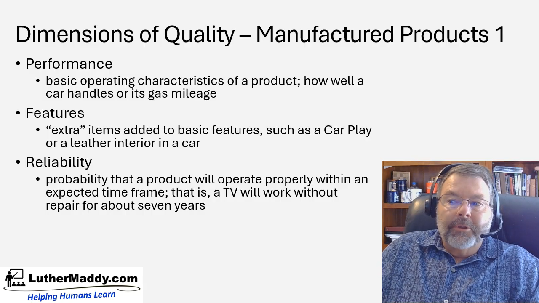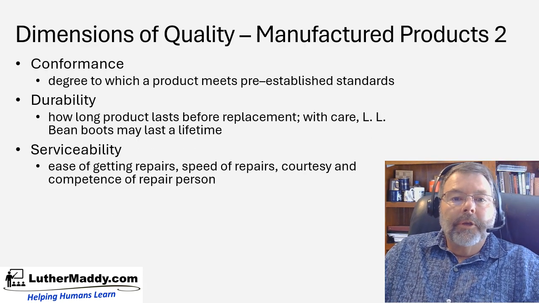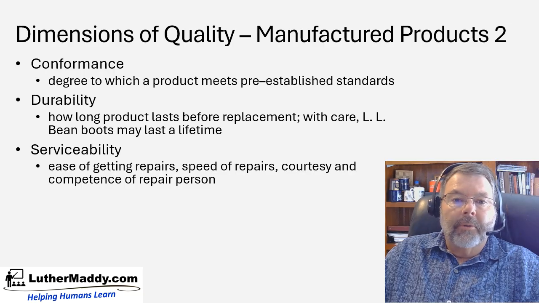All right, let's continue with the list. Continuing on with our dimensions of quality for manufactured products. Conformance is a dimension. That's the degree to which the product meets pre-established standards or guidelines. Durability, how long it's going to last. Serviceability, can we get the parts that we need? Is it easy to repair or difficult to repair? All right, we'll continue with the list here.